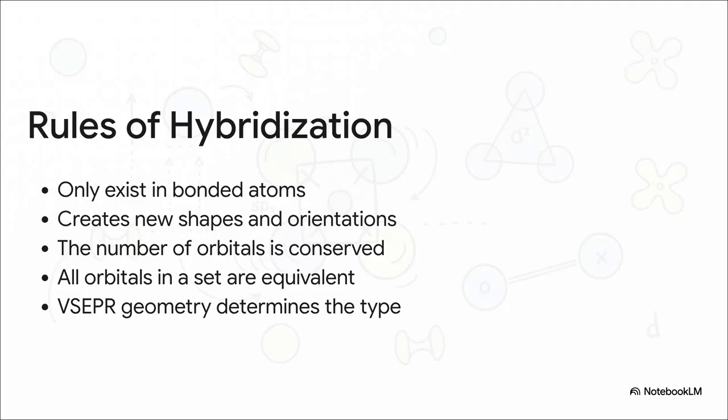Now there are a few ground rules for this whole process. You can see them listed here. A really important one is that the number of orbitals is always conserved. If you put 4 in, you get 4 out. But the most critical rule, the one you really need to remember, is the last one. The molecule's overall geometry actually tells us what kind of hybridization we need to use. The shape comes first, and the hybridization explains.